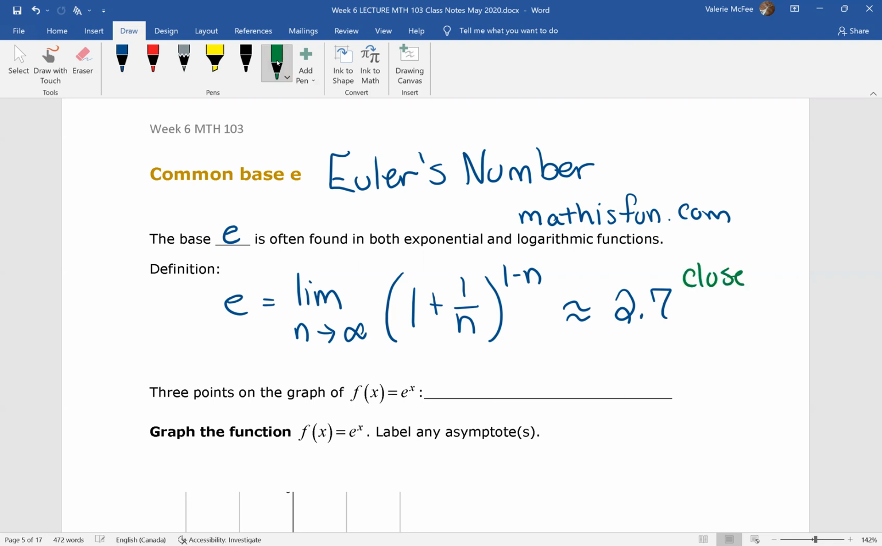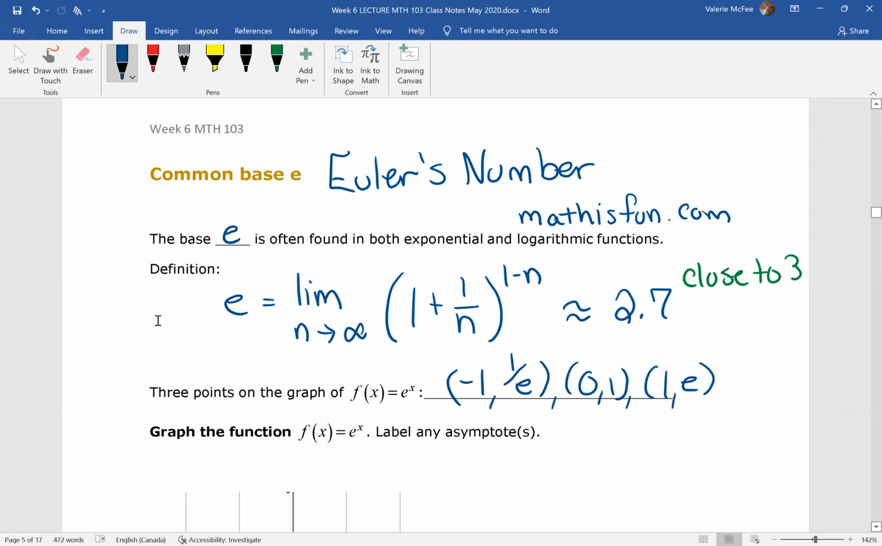If you can remember it's close to 3, that's going to help you when you're asked to graph any function with a base of E. So what would be the 3 key points in the function f of x equals e to the power of x, where e is our base? Same as any other key points: -1, 1 over a, but a is e; 0, 1; and 1, e.